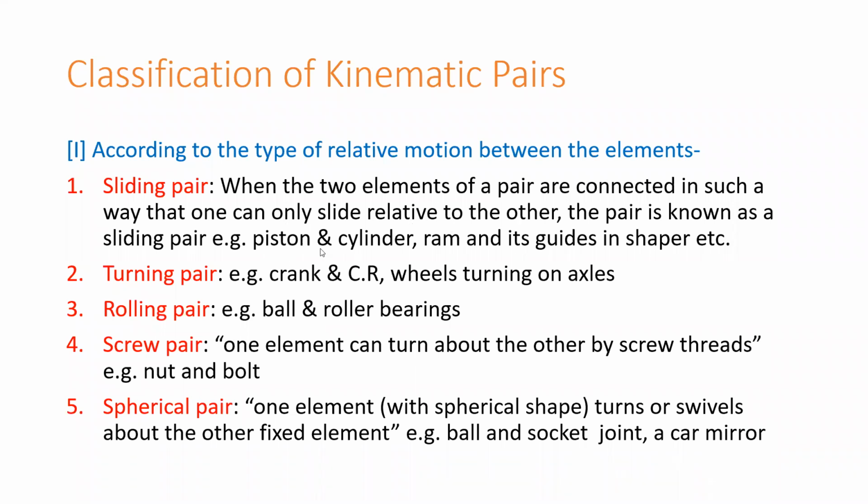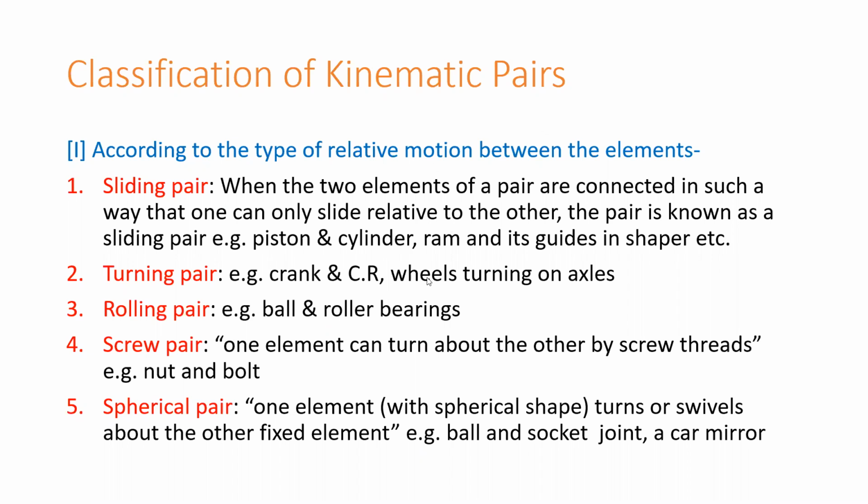What are the examples? Again, you see the piston and cylinder of an IC engine. In an IC engine, the piston can only slide in the cylinder. So the cylinder is nothing but a part of the engine frame. So that cylinder and piston make a sliding pair.